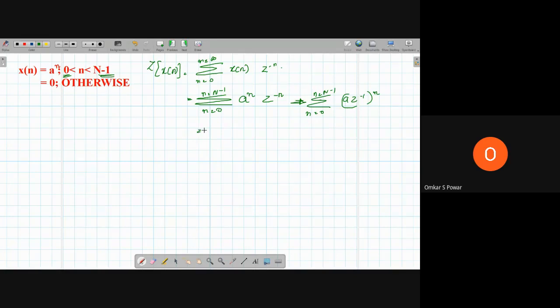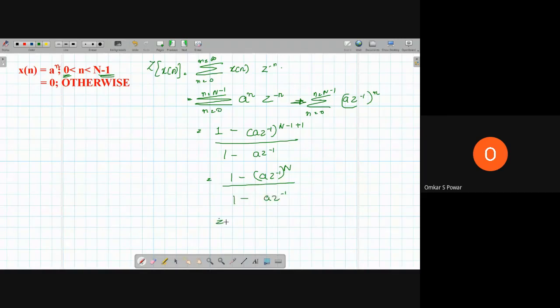How can you simplify this one? This is similar to summation n varies from 0 to N minus 1 of a power n, which is equal to 1 minus a power N divided by 1 minus a. I have solved many problems with respect to this also. So now I'll write directly, 1 minus a power N divided by 1 minus a. This is with respect to the formula I have substituted. Then we'll simplify further: 1 minus a z inverse whole to the power of N divided by 1 minus a z inverse.